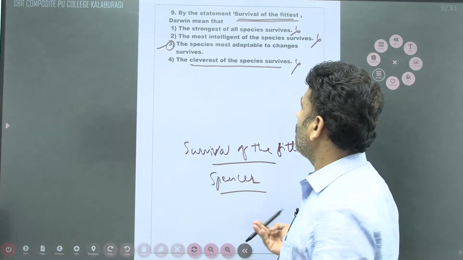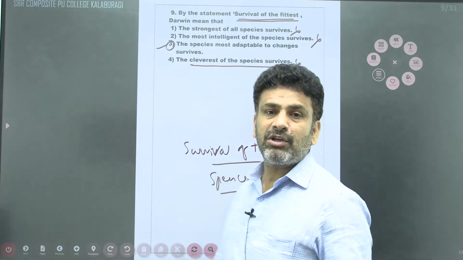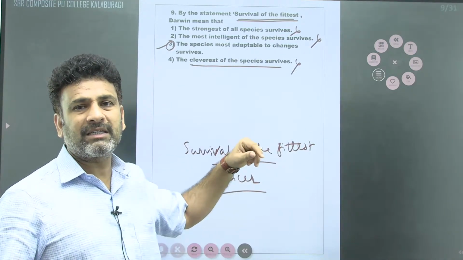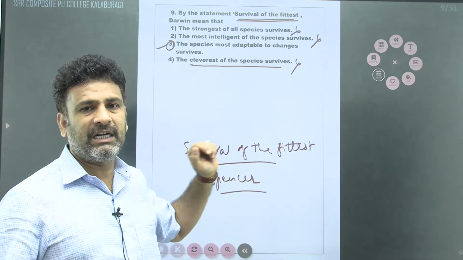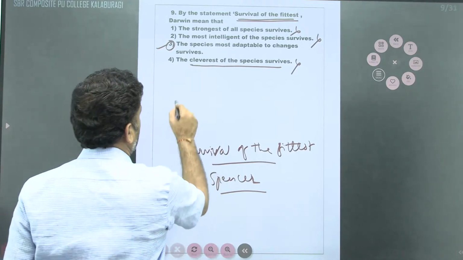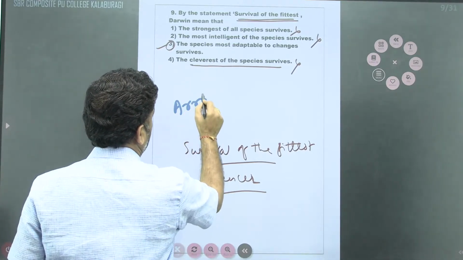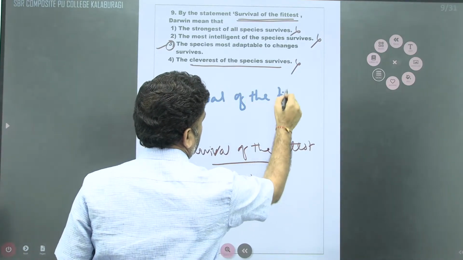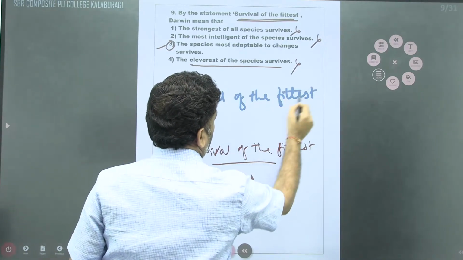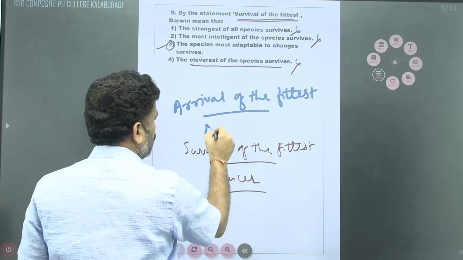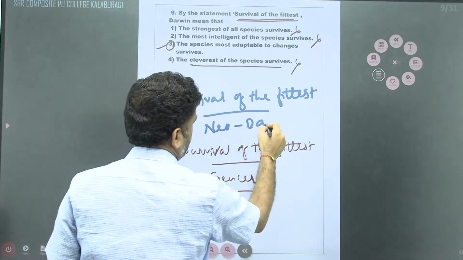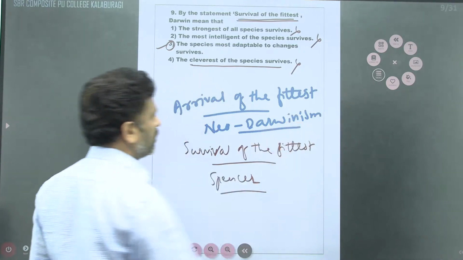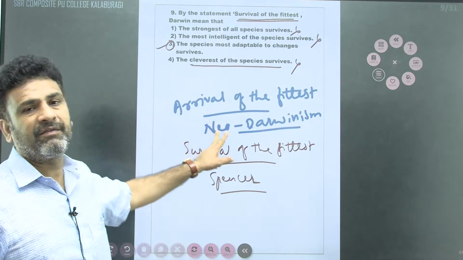Actually, the fittest in an individual is not because of the survival of the fittest, not because of the adaptable capacity or the reproductive capacity of an individual. This is because of the arrival of the fittest, according to neo-Darwinism.